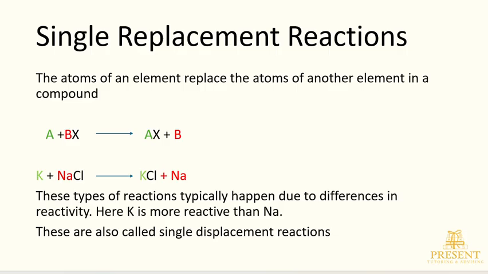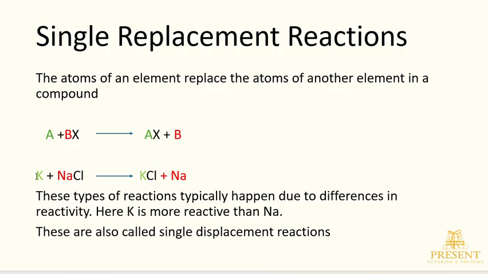And then you also have single replacement reactions, where basically the atom of one element replaces the atom of another element in the compound, thereby displacing it from that compound. So that's why we can call it a single replacement reaction, or we can call it a single displacement reaction. So in this scenario, you have A plus BX, and then notice how A displaces B from BX, and then it becomes AX plus B.